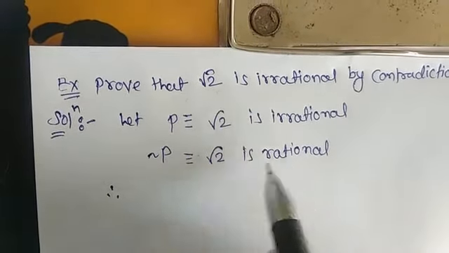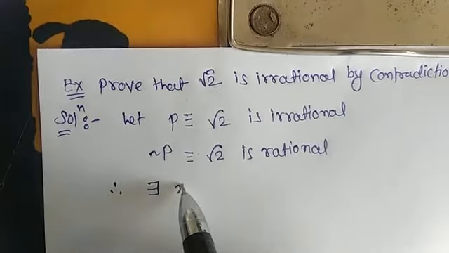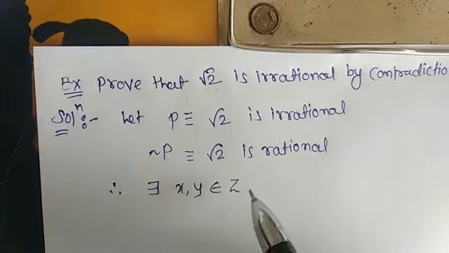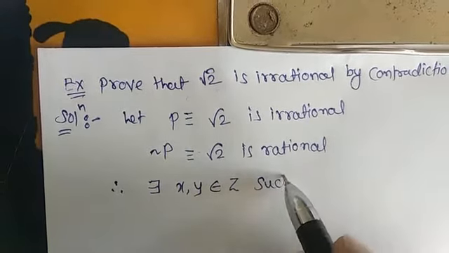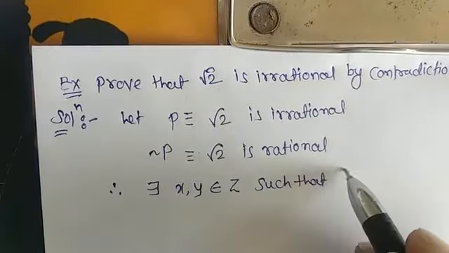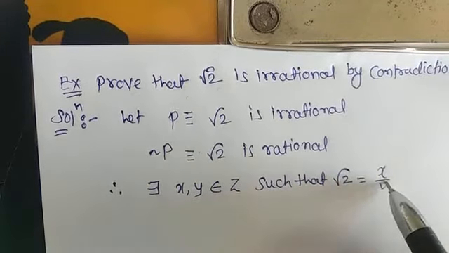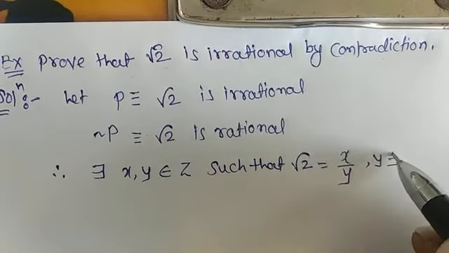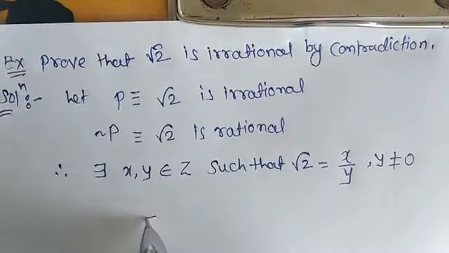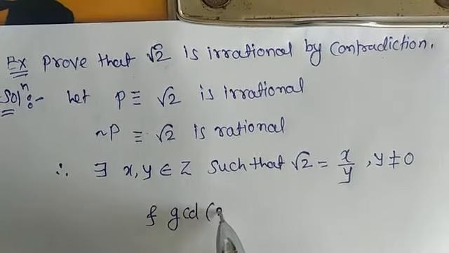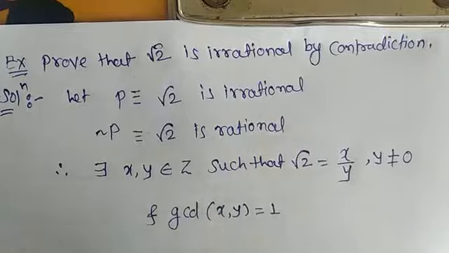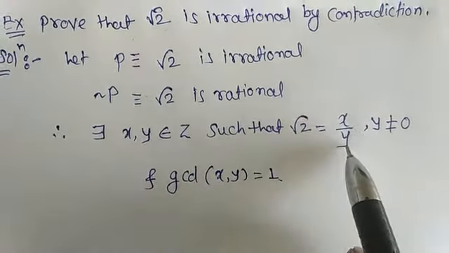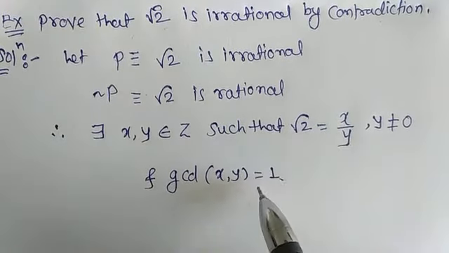Now by the definition of a rational number, there exist x, y belonging to Z such that root 2 can be expressed in the form x upon y, where y is not equal to 0, and GCD of x comma y is equal to 1. GCD of x, y equal to 1 means they do not have a common divisor other than 1.